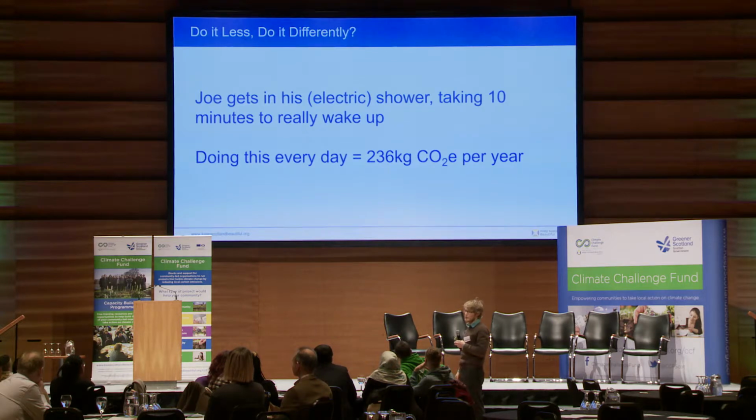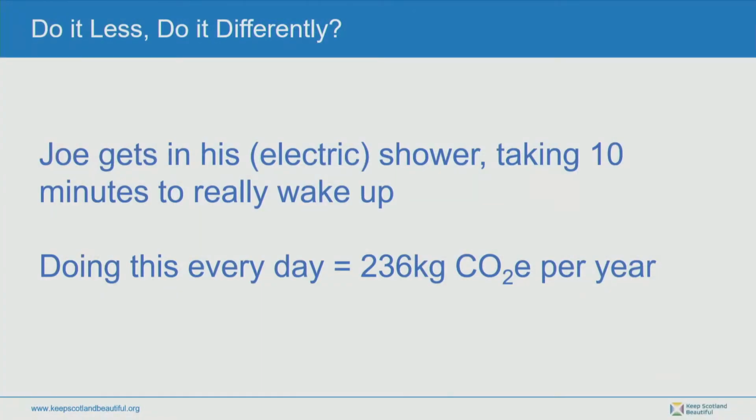Okay, so in your groups, there's a series of actions, and people listening at home can play along with this as well. Have a look at these actions from Joe's day and think, is there a way that he could do this less, or is there a way that he could do this differently to reduce his carbon footprint? So in your groups, you're coming up with a way he can do that, but also I want you to come up with a reason why he should do that. Why is this going to be a good thing for Joe?